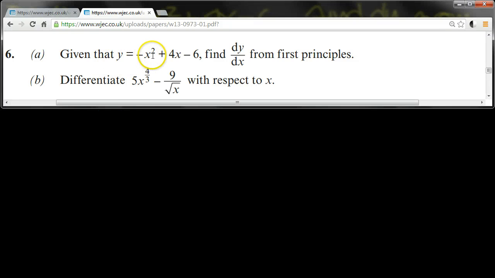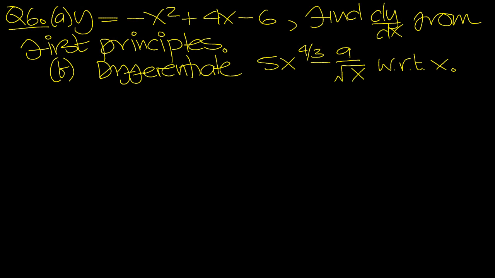Given that y equals minus x squared plus 4x minus 6, find dy dx from first principles, and differentiate 5x to the 4/3 minus 9 over root x with respect to x. So here's the question that I've got. It's in summary form.